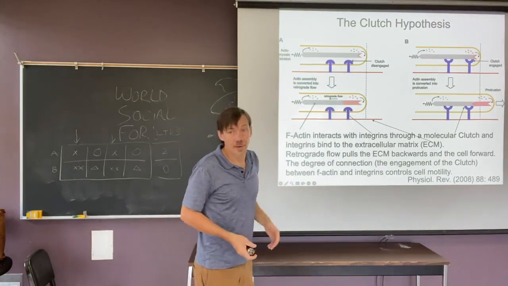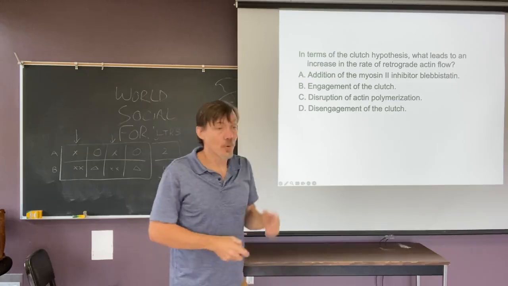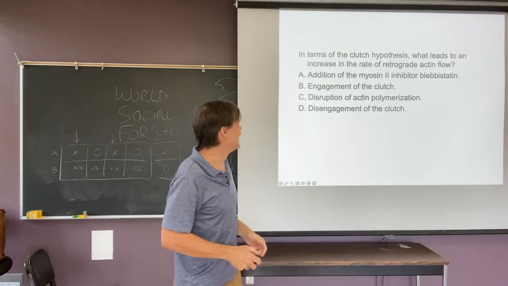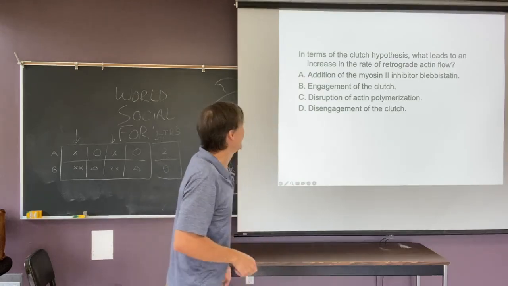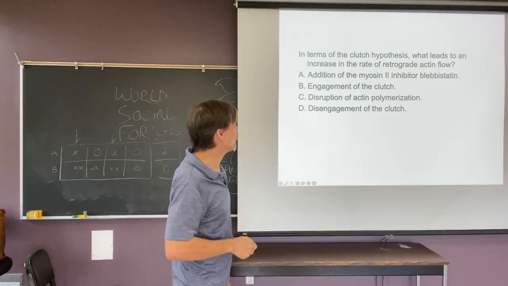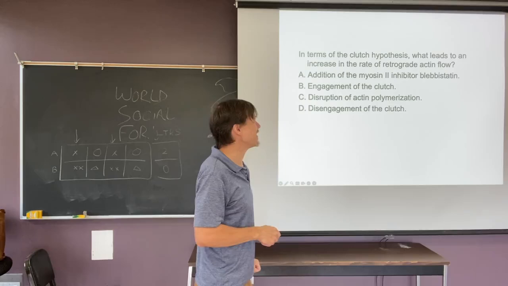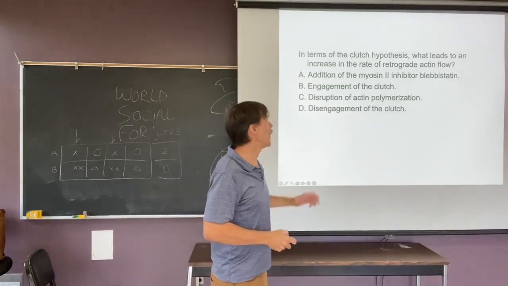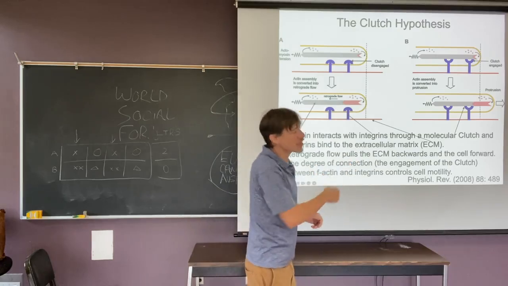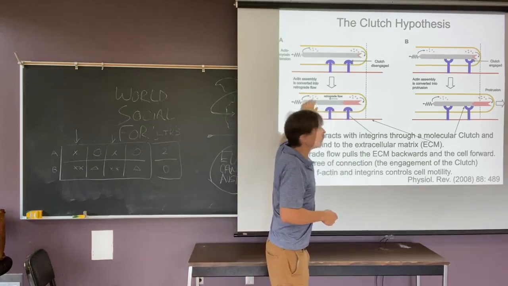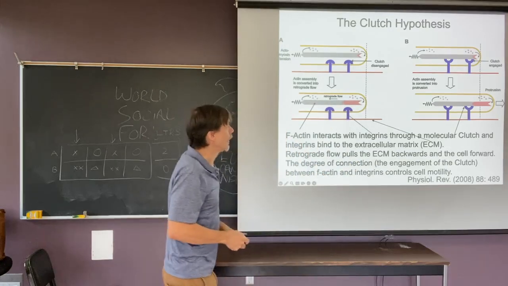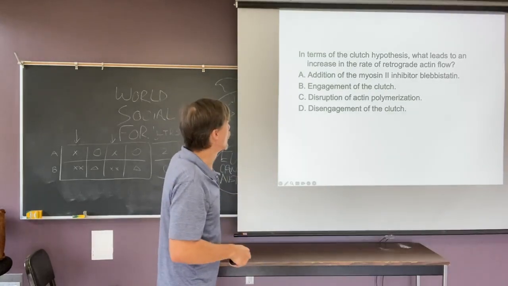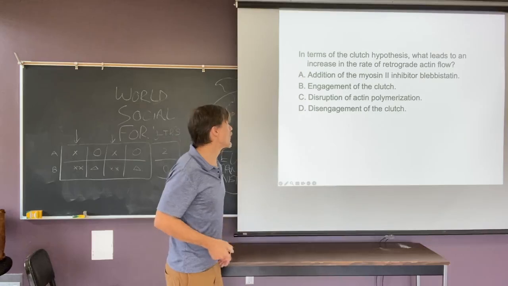And then actually I've got a clicker question or two. Let's see what they are. In terms of the clutch hypothesis, what leads to an increase in the rate of retrograde actin flow? So we've got our clutch hypothesis here. What would make retrograde actin flow speed up? And here are 4 options. Let's just start at the top.